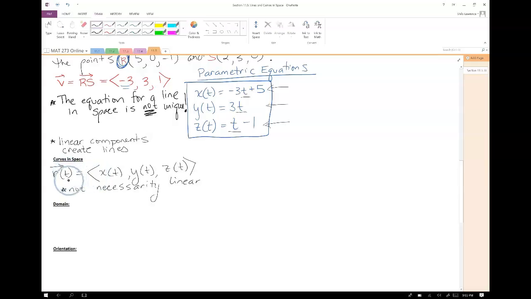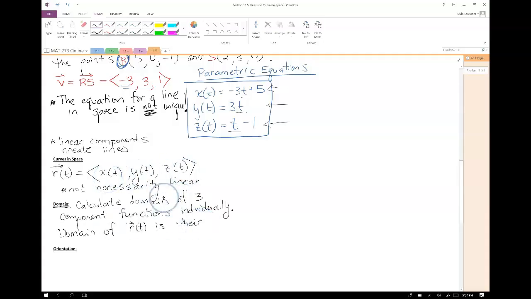Because we're now not limited to specific types of functions, one thing that we need to address is the domain for our vector valued function. We want to make sure that we're only plugging in values of t that will give us back a real number answer for each of our components. So when we calculate the domain for a vector valued function, we have to calculate the domain of each of those component functions individually, and then see where those three individual domains intersect. To calculate their domains, we just need to think back to how we calculated domain in precalculus algebra.